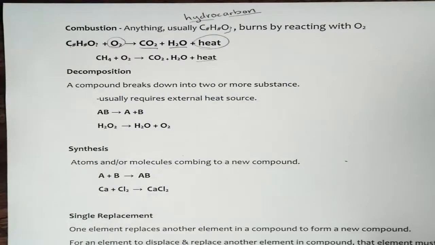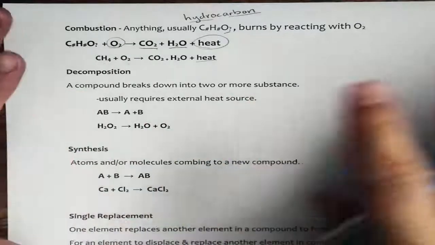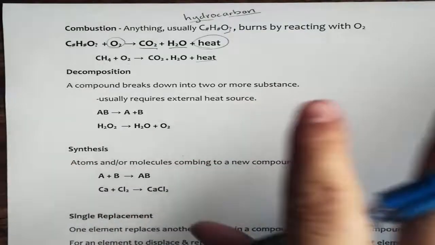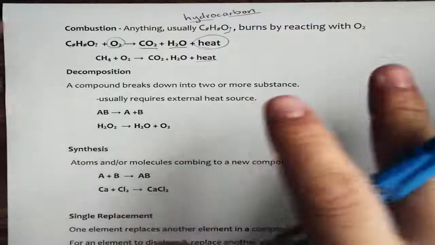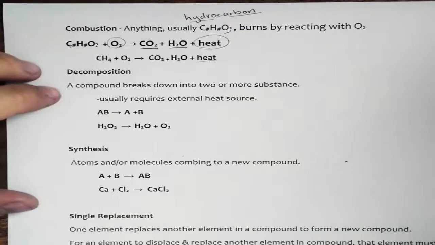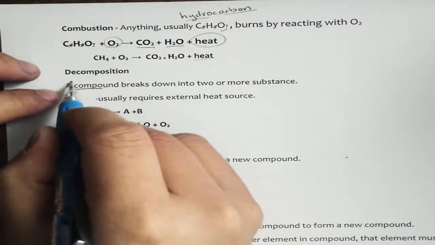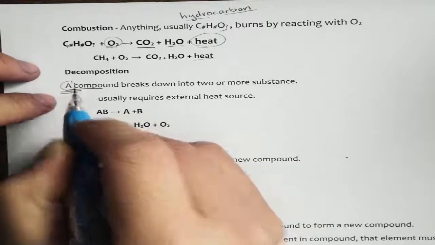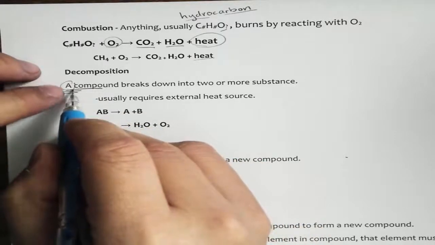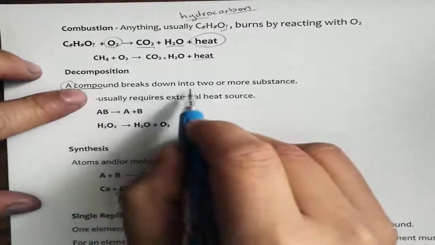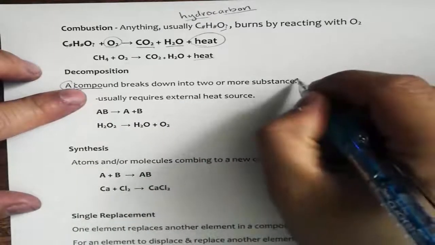The next type of reaction is decomposition. Think of the term decompose. When a substance is decomposed, it breaks down into little pieces so that other organisms can absorb it. In this case, decomposition again starts with a compound. Think of the term "a", which is singular. So one compound breaks down into two or more substances.